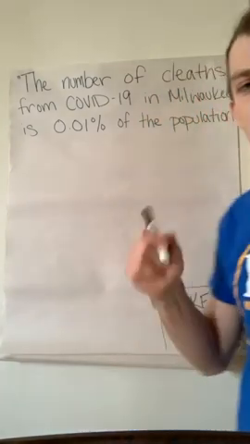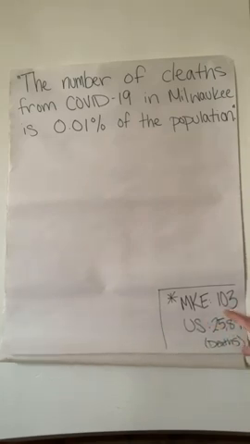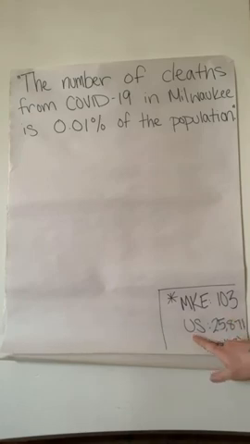Here's an example of a post or a headline that you might read someplace about coronavirus. It says the number of deaths from COVID-19 in Milwaukee County is only 0.01% of the population. So that seems like a really small number. And here are the actual numbers. In Milwaukee, as of today, April 16th, 103 people have died from coronavirus. And across the entire United States, 25,871 people have died from coronavirus.